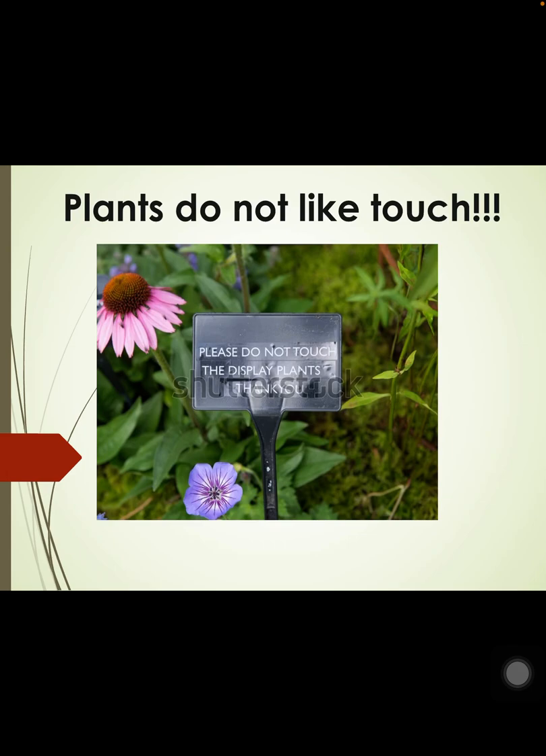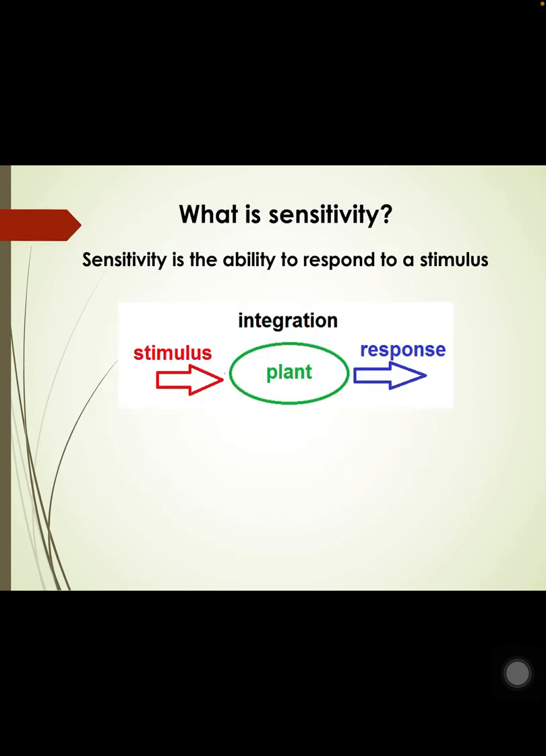As we know, plants are living organisms, and one of their characteristics is sensitivity. So, what is sensitivity? Sensitivity is the ability to respond to a stimulus. There are many stimuli that can affect a plant, including light, water, gravity, and touch.